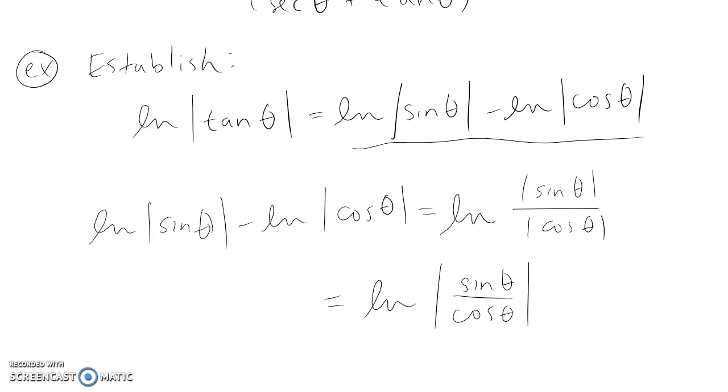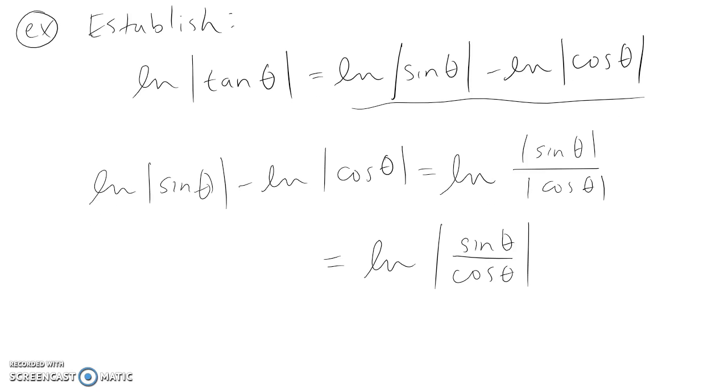So we have the natural log of sine theta over cosine theta. And what is sine theta over cosine theta? It's tangent theta. So that's exactly what I was trying to establish.